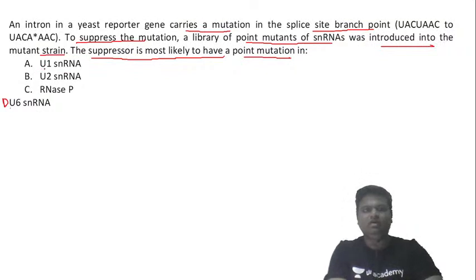This one is the U1 snRNA. Option B is U2 snRNA. Option C is RNA polymerase. Option D is U6 snRNA.